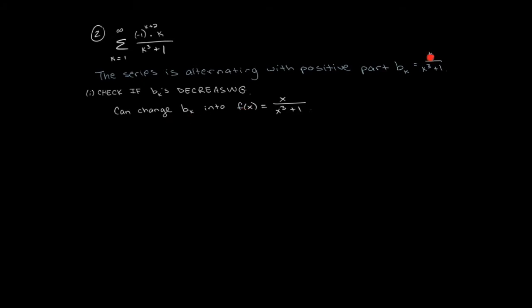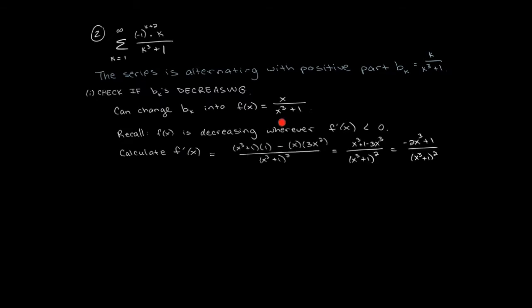We're going to replace the k's with x's. Recall a basic fact from Calculus 1, that if a function is decreasing, then that means the first derivative is less than 0. As long as this function is decreasing, then the bk's will be decreasing, and the first part of the AST will be verified. Taking the first derivative of this, we'll need the quotient rule, and then we do a little bit of simplifying, and there's our first derivative.